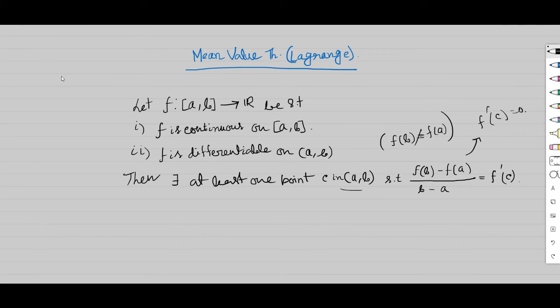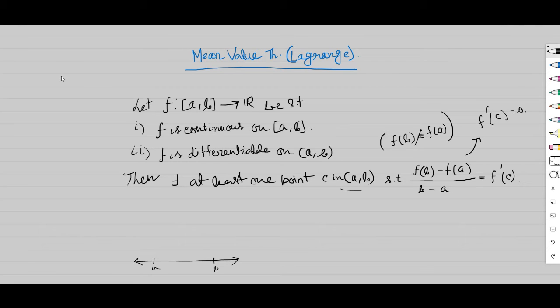So what is meant by this quantity? Okay, now I am drawing the picture of this theorem. At first I am drawing the picture of Rolle's theorem. Suppose that this is our x-axis. So this is our a, this is our b.